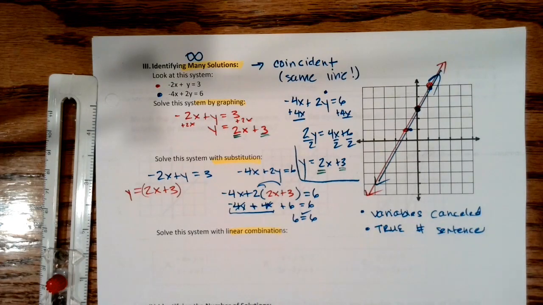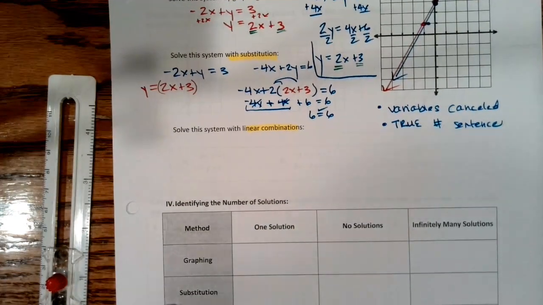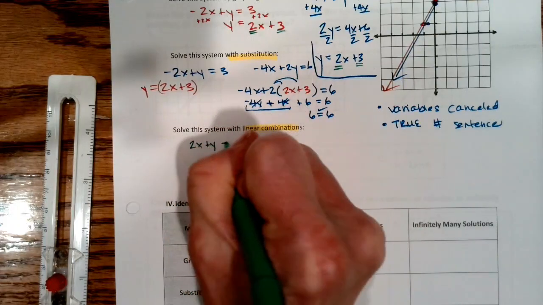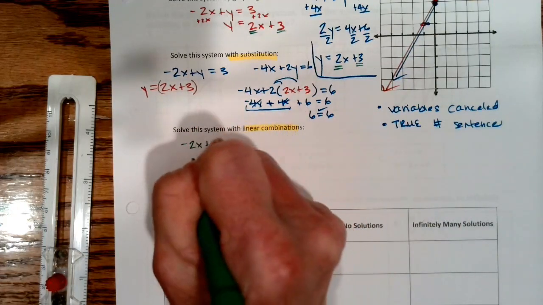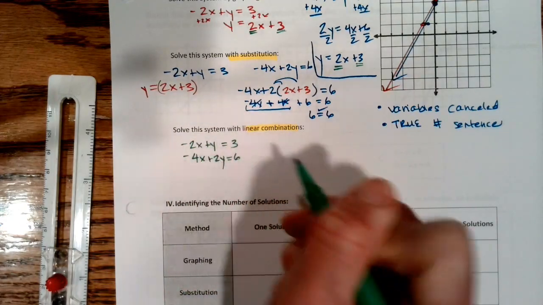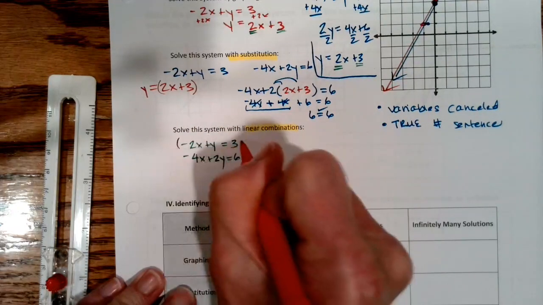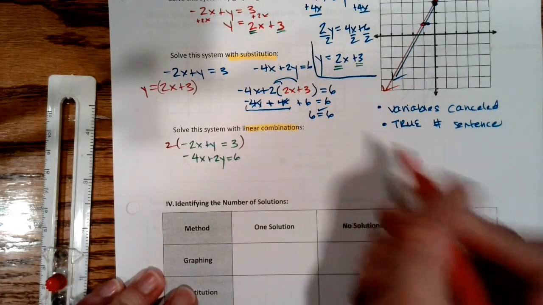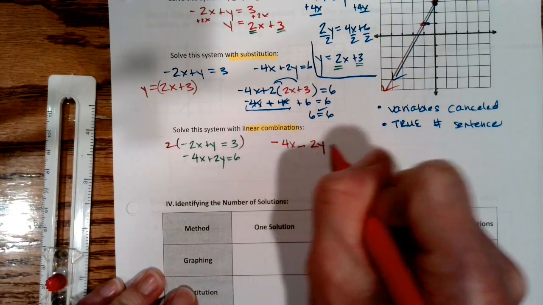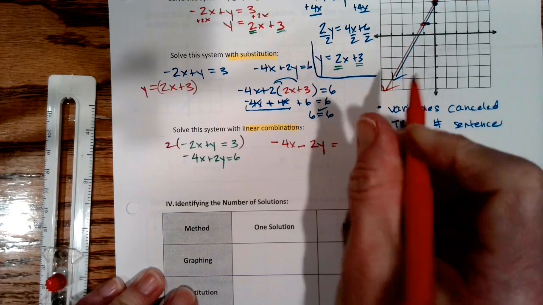One more. Let's go ahead and solve this using linear combination. If I write my two equations, negative 2x plus y is equal to 3, and negative 4x plus 2y is equal to 6. We'll go ahead and multiply this equation by 2. And that gives me negative 4x minus 2y is equal to positive 6.